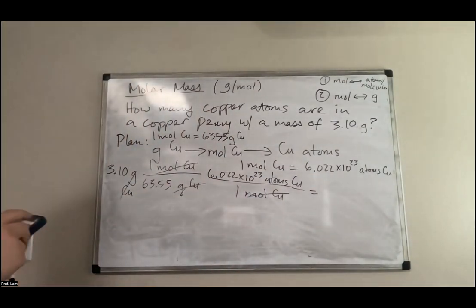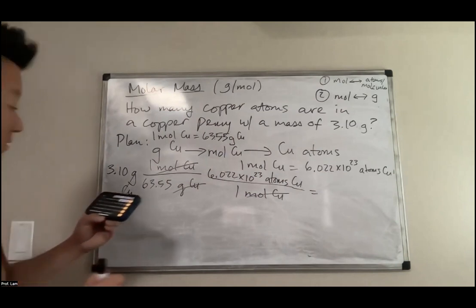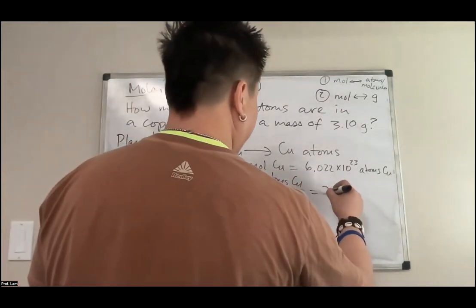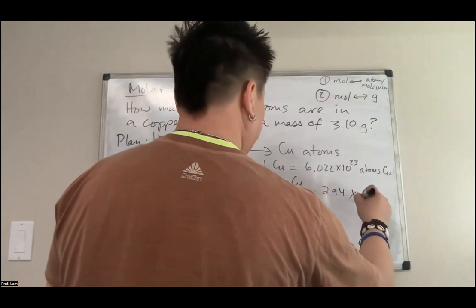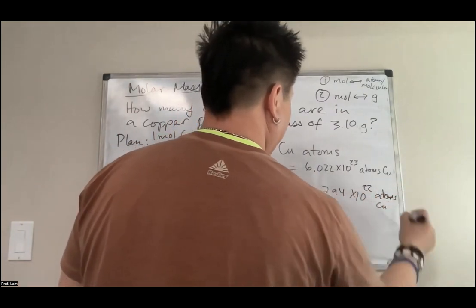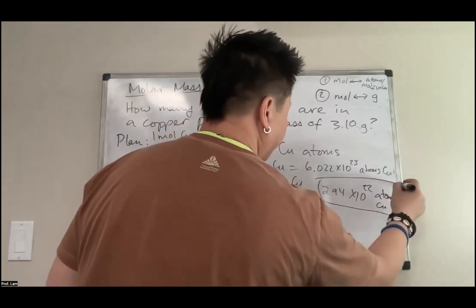So 3.1 divided by 63.55 times 6.022 E23. That's going to be 3 sig figs. So you're going to have 2.94 times 10 to the 22nd atoms of copper. Right?